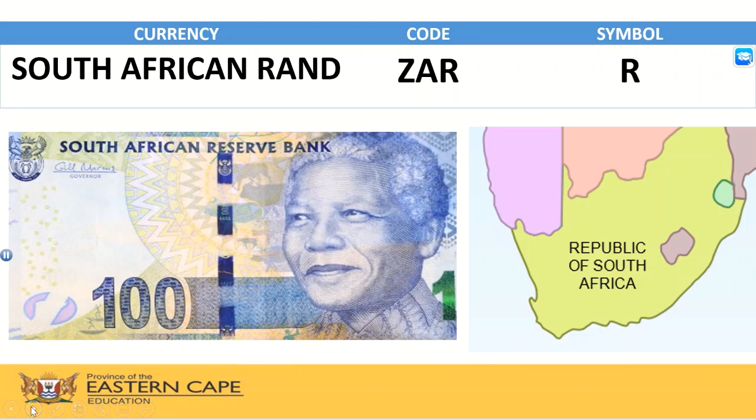And then of course we have our South African Rand with the currency code ZAR and the symbol R, which is used right throughout South Africa.